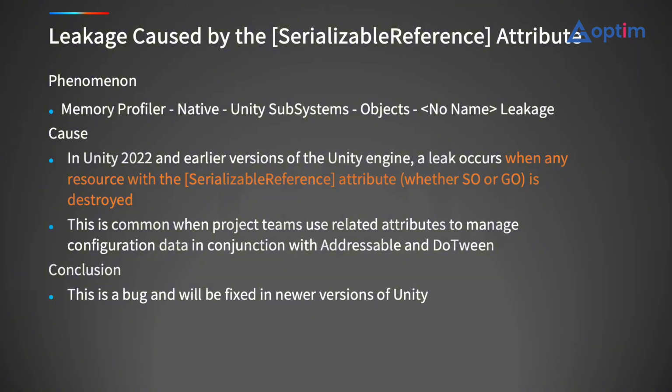And one more small note about a known issue. In early Unity 2022 versions, there was a memory leak related to the serializable reference mechanism. This could cause object leakage under certain serialization workflows. The issue has been addressed in newer engine releases. If you encounter unexplained memory growth under native Unity subsystems, no-name objects, consider upgrading the engine version as a first debugging step.